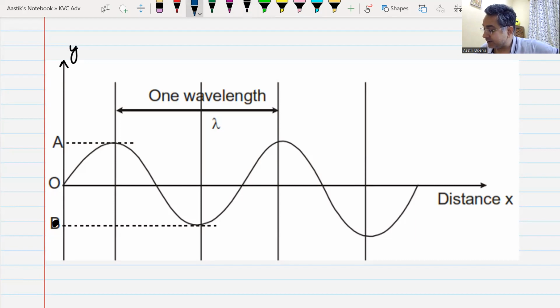Let me use a different color ink. So this is point A, this is point B, this is point C, and this is point D. From O to A, what is the direction of acceleration? Towards the mean position. So it will be downwards, yes or no? Yes. Remember, your mean position is here.